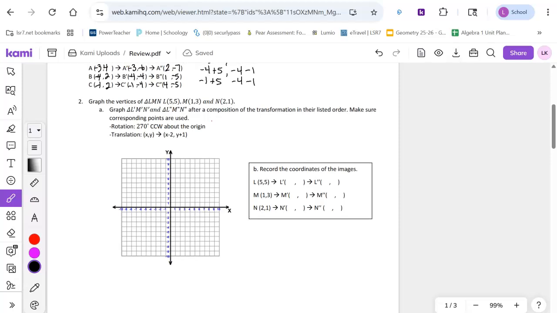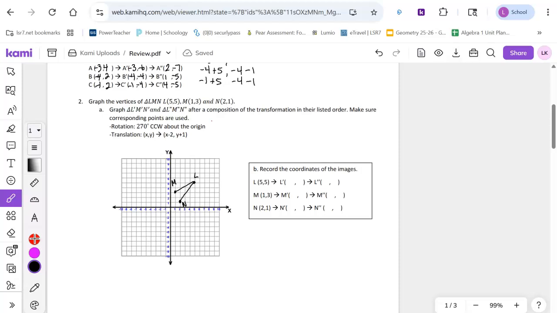The next one says graph the vertices of triangle LMN. It gives you the vertices. And then it says graph triangle L prime, M prime, N prime, and then triangle L double prime, M double prime, N double prime after composition of the transformations in their listed order. So here we go. First thing I'm going to do is graph this pre-image. So I'm going to go 5, 5, and that is L. Then I'm going to go 1, 3, that is M, and then N is 2, 1.